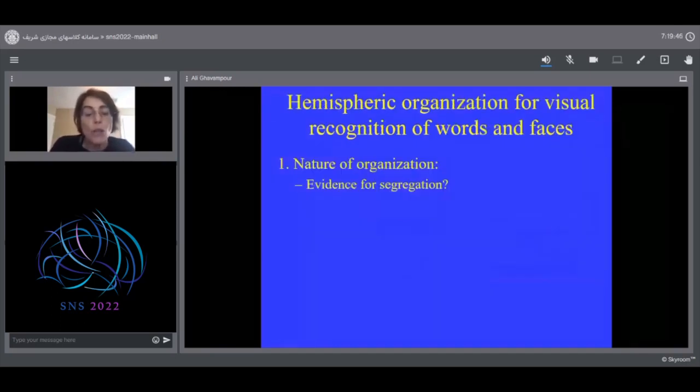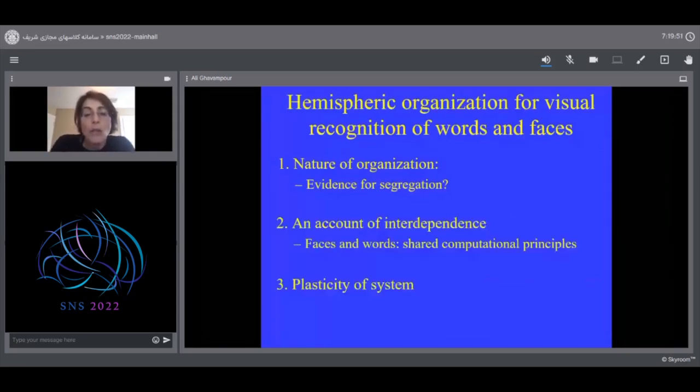So today I'm going to do three things. I'm going to examine hemispheric organization to, first of all, examine the nature of the organization. Is there segregation? I'm going to argue that there actually is not. And I'm going to propose an account of interdependence where faces and words share similar or actually the same computational principles. And lastly, I'll talk about the plasticity of the system in which there is a malleability of hemispheric organization.